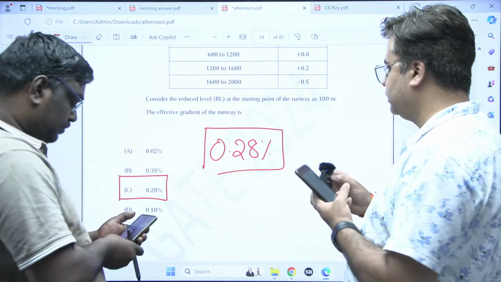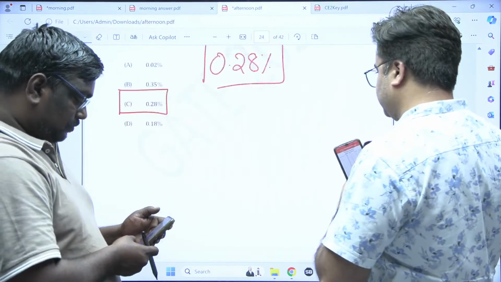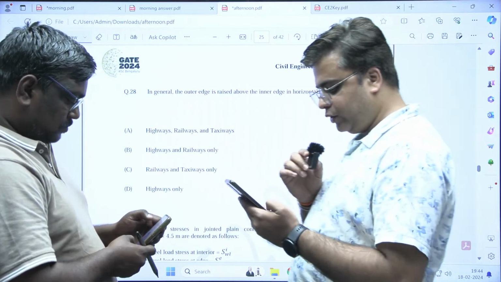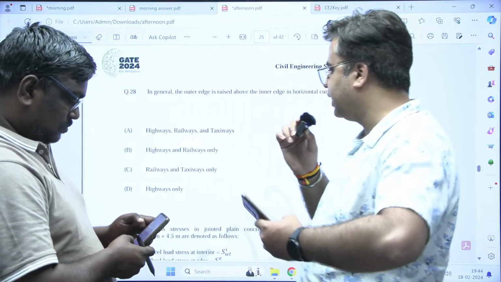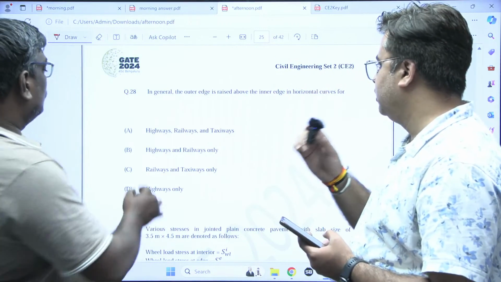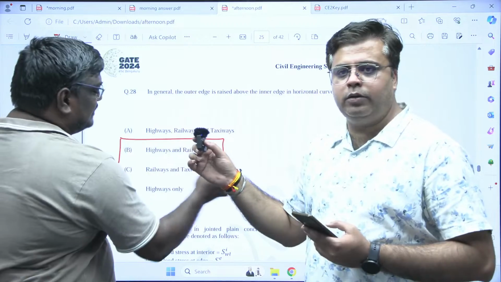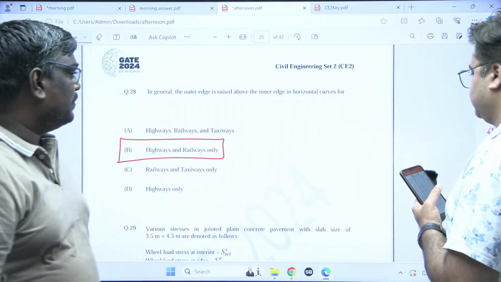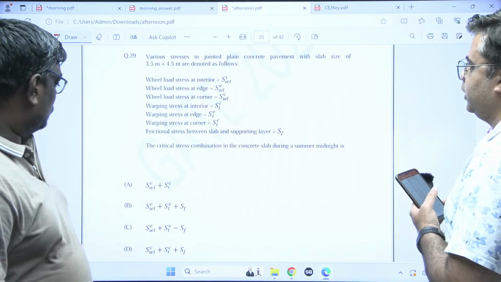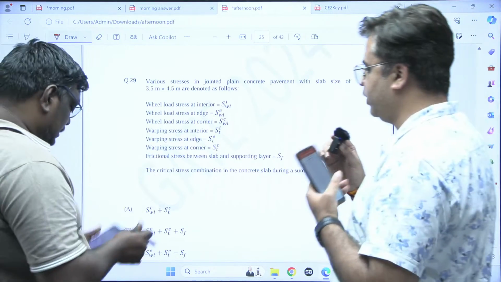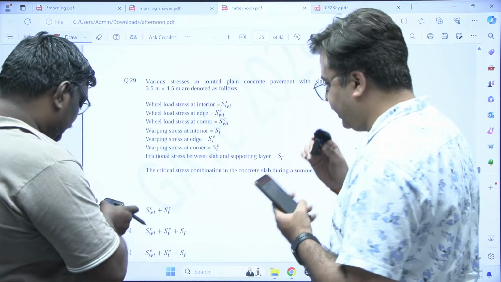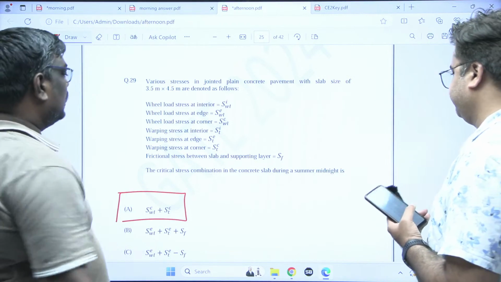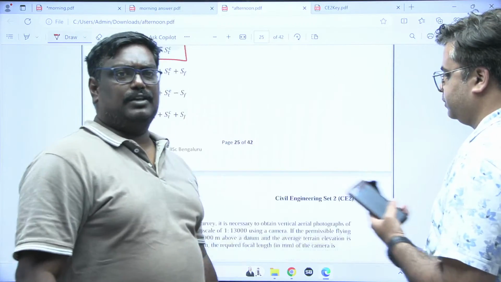Then you have question number 28. Again, it's a highway question. Question number 28, option B is correct: highways and railways only. The outer edge superelevation is the basic definition. To avoid overturning, we raise the outer edge of the pavement with respect to the inner edge. Then you have question number 29, option A is correct: corners, temperature and wheel load. Loading and temperature we will take at corners.